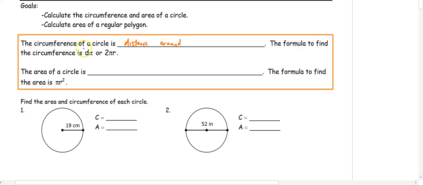D pi, remember, means the diameter times pi, or we can do 2 pi r. The area of the circle is the space covered by the circle, and the formula for the area is pi r squared.